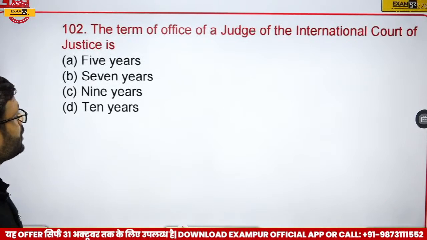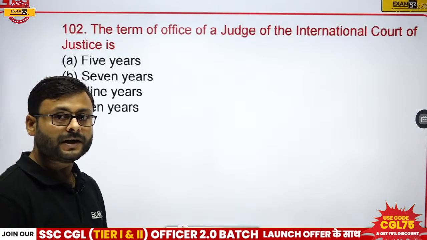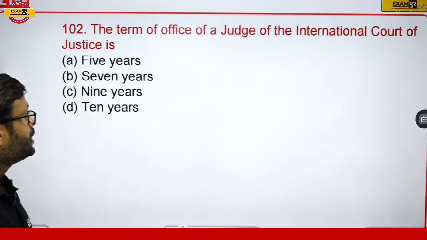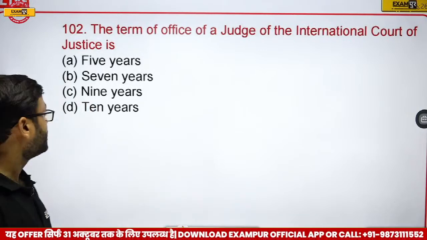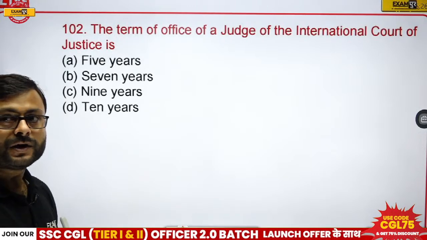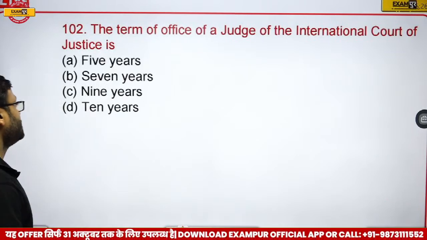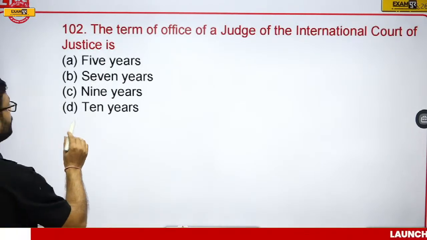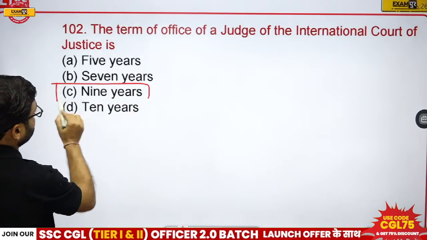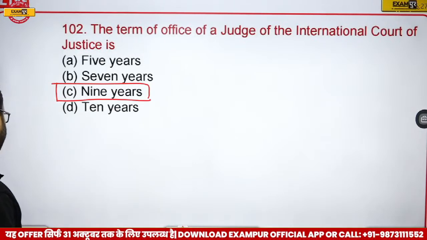The term of office of a judge of the International Court of Justice is 5 years, 7 years, 9 years, 10 years. What is the correct answer for this question? As we have already discussed in the previous slides, the term of office of a judge of the International Court of Justice is 9 years.